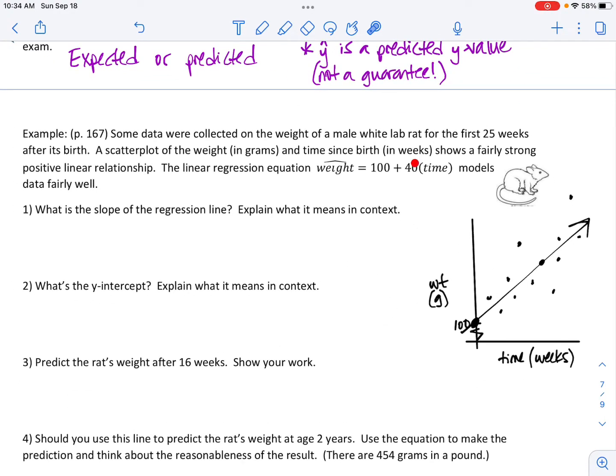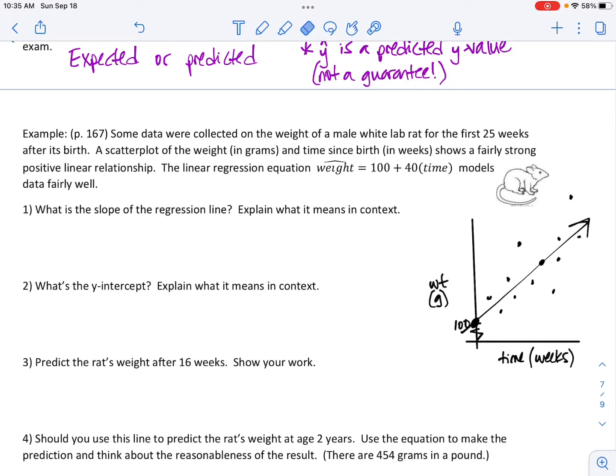Okay, anyway, so what is the slope of the regression line? You guys know from Algebra 1, this number right here, 40, is the slope. And again, anyone in Algebra 1 can look at that equation and say the slope is 40. But hello, we're in AP Stats. Can you please tell me what that 40 means about the rats? And so here's what we're going to talk about.